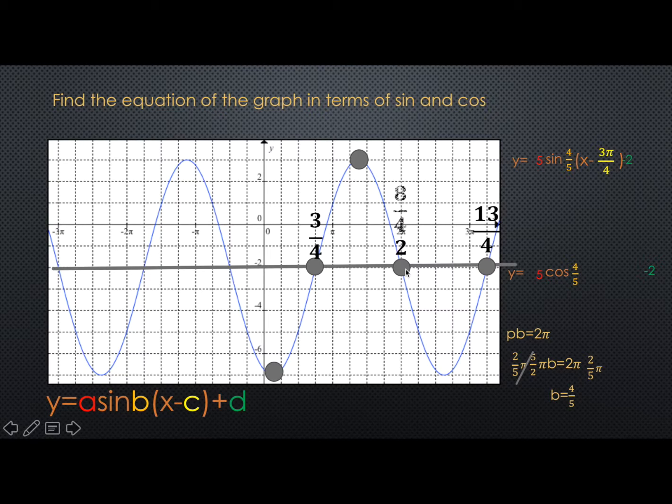2 is also 8/4. 8/4 plus 13/4 is 21/4. Divided by 2 is 21/8, which is here. In our equation, we write x minus 21 pi over 8. Since that dot is at a valley and travels up, the a value is negative.